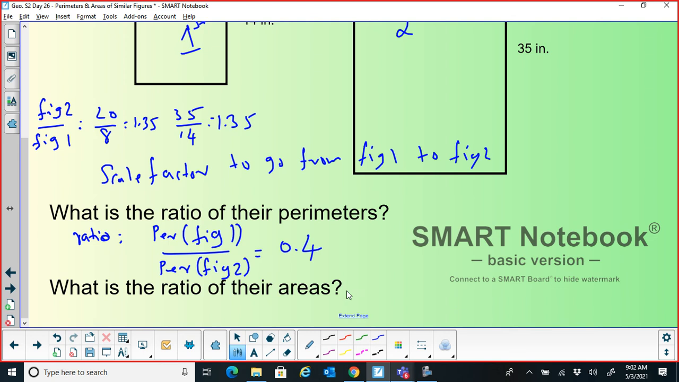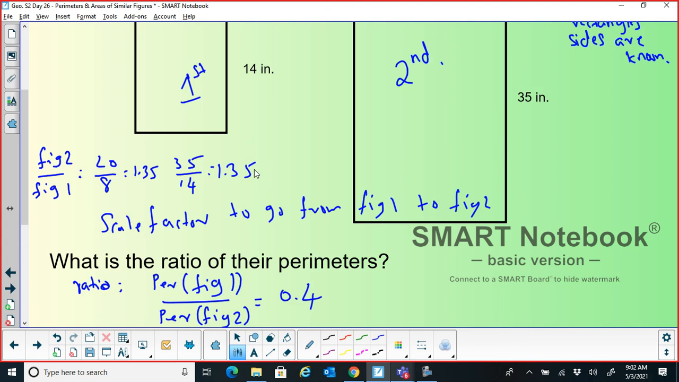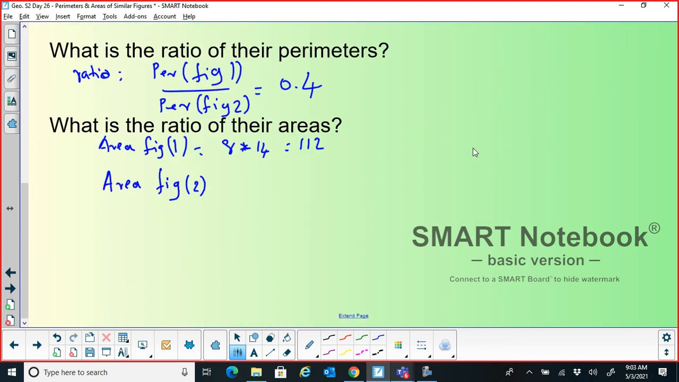What is the ratio of the areas? So area of the first one, area of figure 1, is length times width, which is 8 times 14, that gives us 112, and area of figure 2, which is 20 times 35, which is 700.